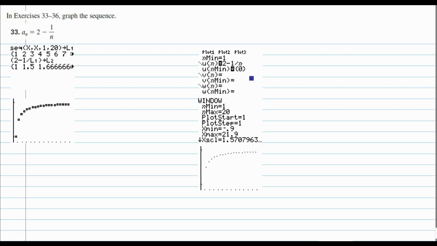And then here it is in sequence mode, the same idea. Same graph, same entries. You can also adjust the window by hand. You don't have to use zoom fit or zoom stat. You can adjust the window by hand by going into window. It just depends on what best fits the situation.